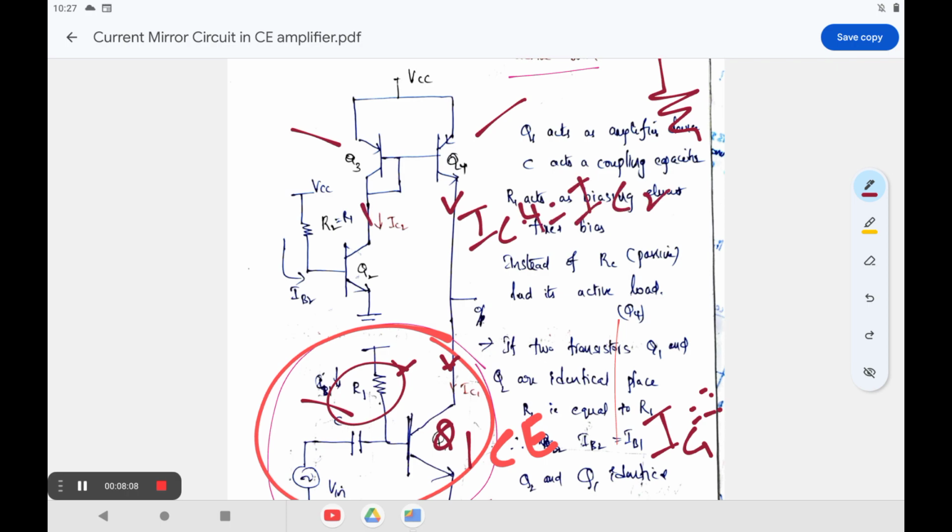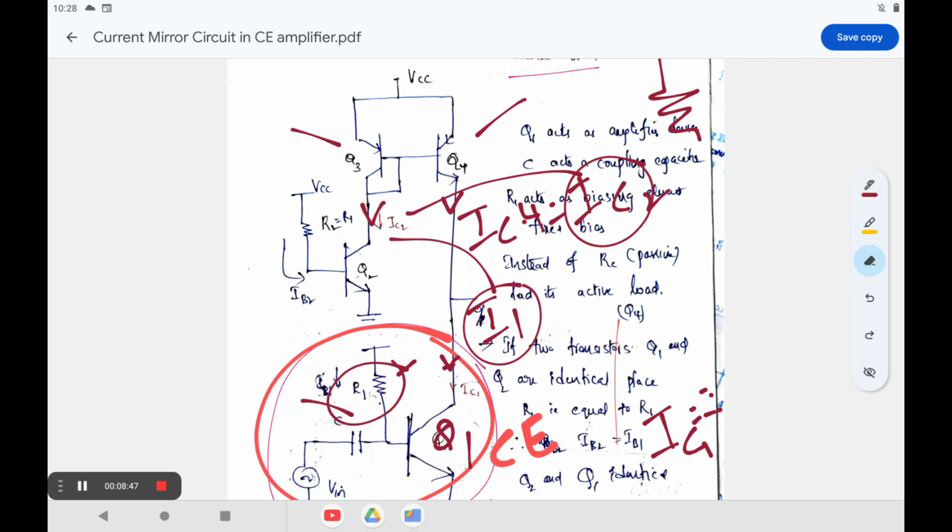That means whatever current passes here is equal to this one. That means it exhibits a mirror current of IC2. That's why it is called a current mirror. A current mirror circuit means that the current in one circuit is exactly equal to the current in the second device. This current is a replication of this one, right? This IC2 current is a replication of I4, or I1 current. This I1 current is a replication of I2 current. That's why it is also called a current mirror circuit.